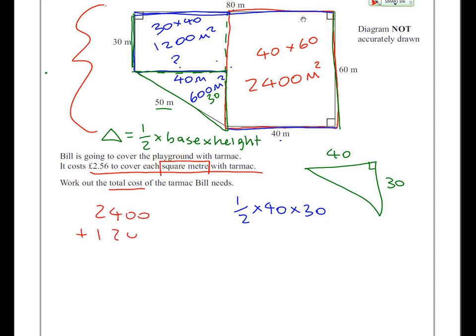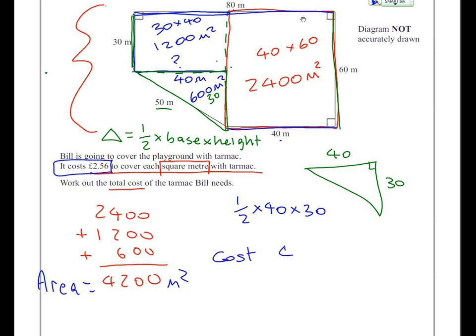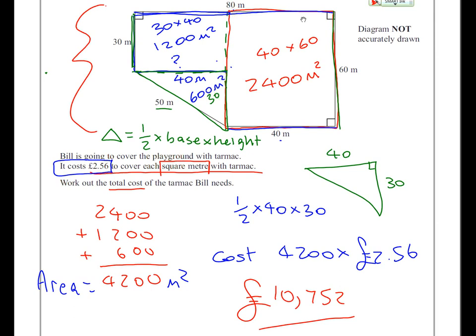So now you're going to add up those values, 2,400 plus 1,200 plus 600, and that's going to give you the area. You don't really need a calculator for these, but if it's a calculator paper, I recommend that you use it. So the area equals 4,200 metres squared. It costs £2.56 per metre. So the cost you're going to get by doing 4,200 times the cost of each one. So now you need your calculator, 4,200 times £2.56, and it gives you an expensive cost of £10,752. Okay, that is the total cost.